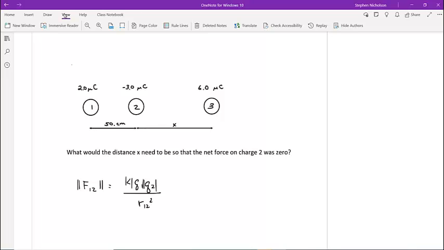Because these are opposite charges, this charge is going to be pulled towards that charge, and this charge is going to be pulled towards that charge. Likewise, these are also opposite charges, so they're going to be pulled towards each other. So we're looking at these two forces right there, and they have to be equal to each other, so that the net force, since one's positive and one's negative, equals 0. So we just have to set the magnitudes equal to each other.